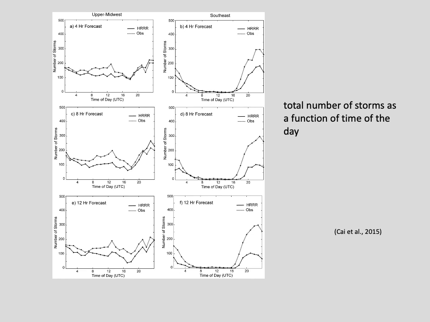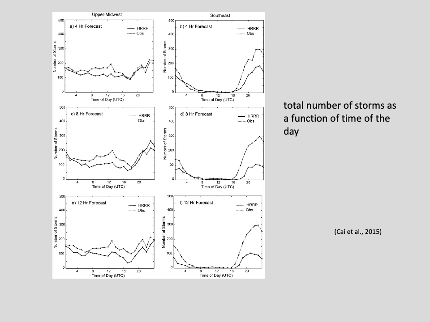This is the diurnal cycle of storm numbers. The left is for the upper Midwest and the right for the southeast. The solid and the dotted lines are for simulations and observations respectively. What can we find in this plot? In the upper Midwest, observations and model simulations have a similar diurnal cycle. This means that there is no apparent timing error in the storm initiation and development.